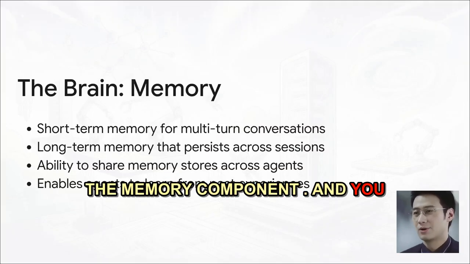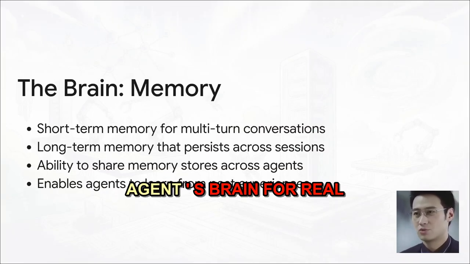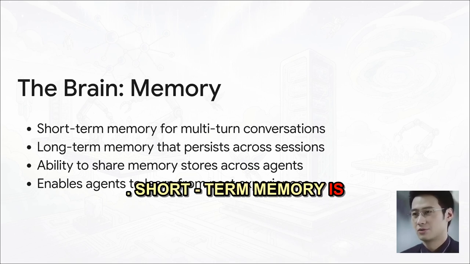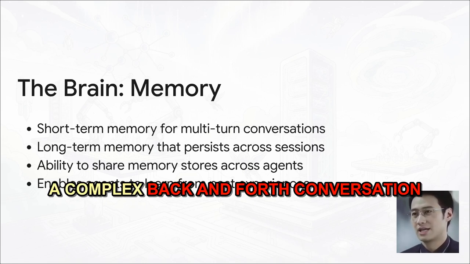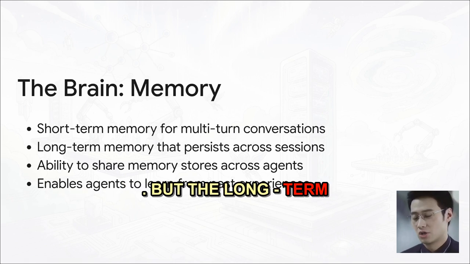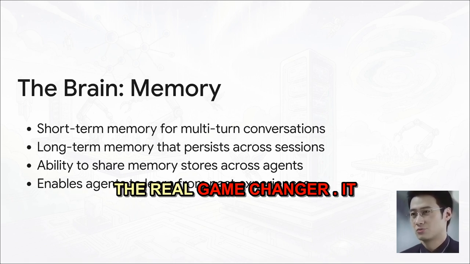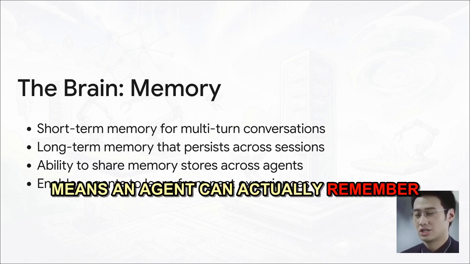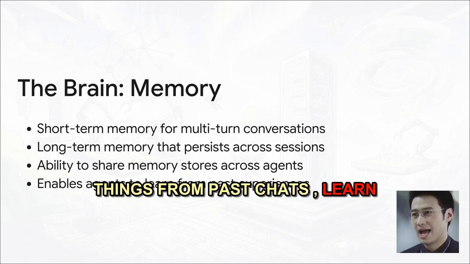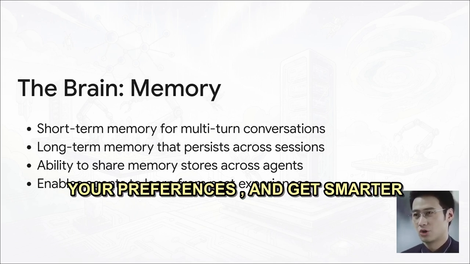Next is the memory component, and you can think of this as the agent's brain, for real. Short-term memory is what lets it follow along in a complex back-and-forth conversation. But the long-term, persistent memory, that's the real game changer. It means an agent can actually remember things from past chats, learn your preferences, and get smarter and more helpful over time.